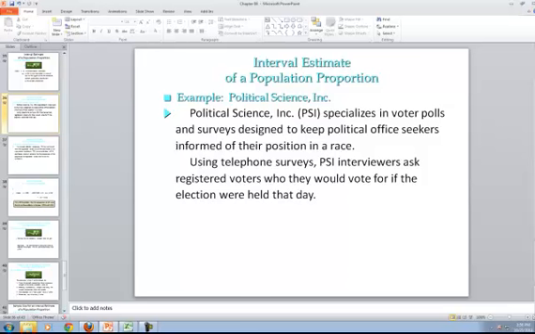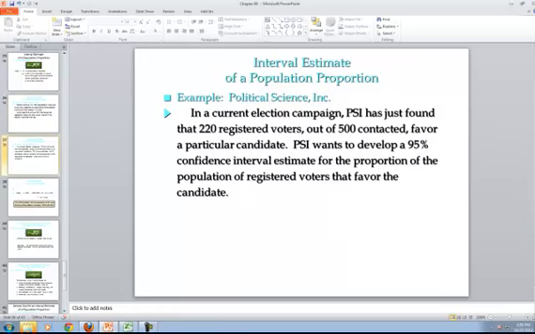So let's consider this example. There is a political pollster which is using telephone surveys. They have found that 220 out of 500 voters contacted favor a particular candidate. They now want to develop a 95% confidence interval.